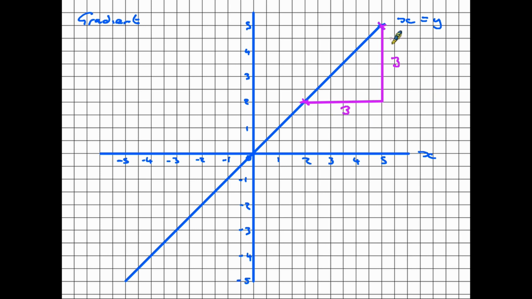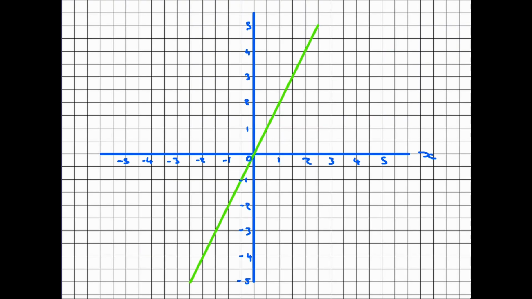To find the gradient, we take the distance it has travelled in the y-axis and we divide it by the distance it has travelled in the x-axis. So in this case, that would simply be 3 divided by 3. The gradient is 1. So x equals y has a gradient of 1. Let's look at another similar but different line.